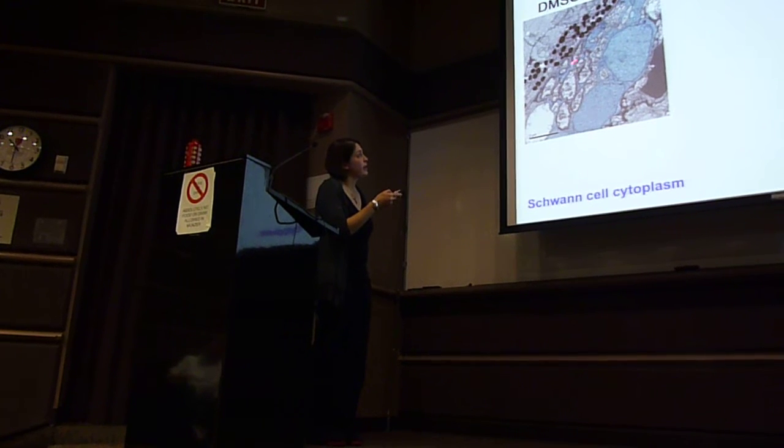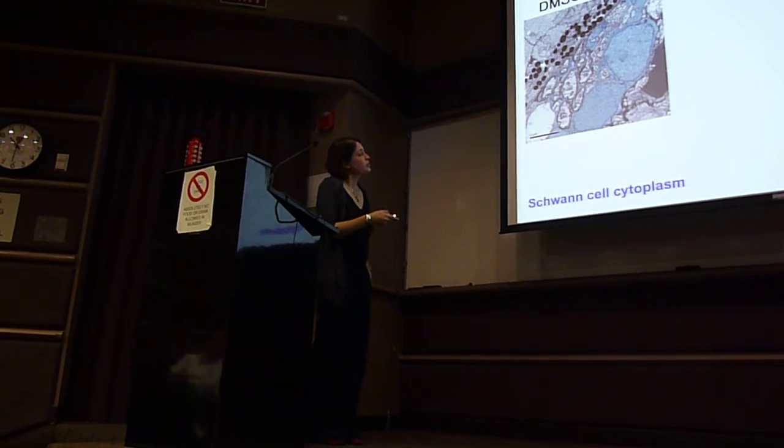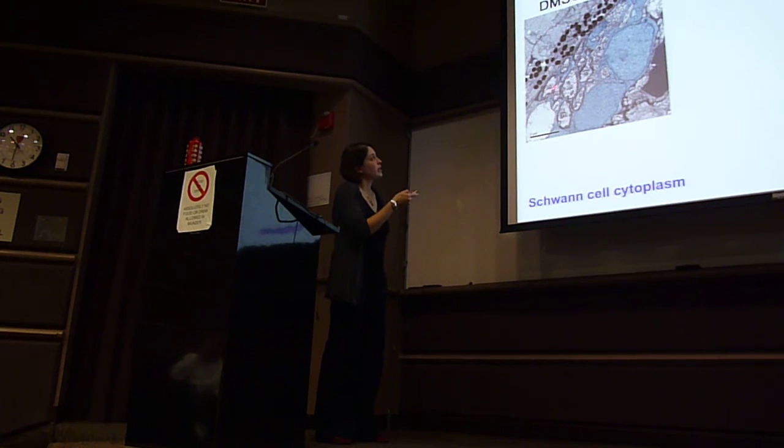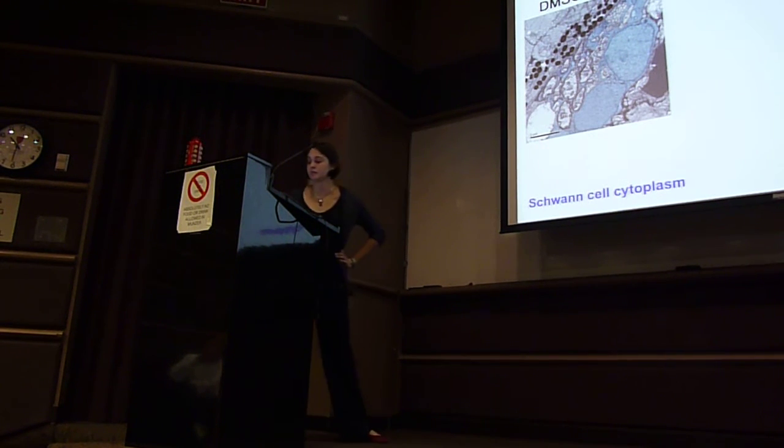Axons, again, are labeled by N's and sorted by S's. So in this DMSO control nerve at 4 days, we can see that there are several myelinated axons, a couple of sorted axons, and Schwann cells are inserting their processes into this unsorted axon bundle in the middle.